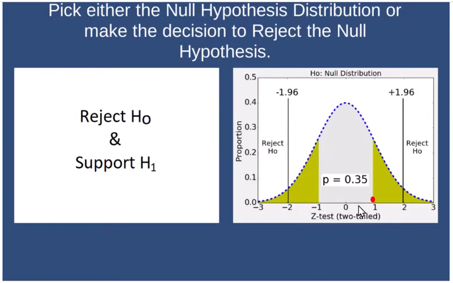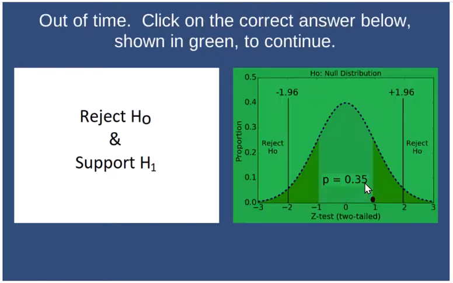Likewise, in this scenario, we're going to retain the null hypothesis distribution. We got a good solid p-value. It's bigger than 0.05. Our sample mean is here in the middle. The z-test is almost 1, but it's definitely not positive 1.96 or greater. So based on any one of those 3 criteria, we would know that it's worth retaining this null hypothesis distribution.